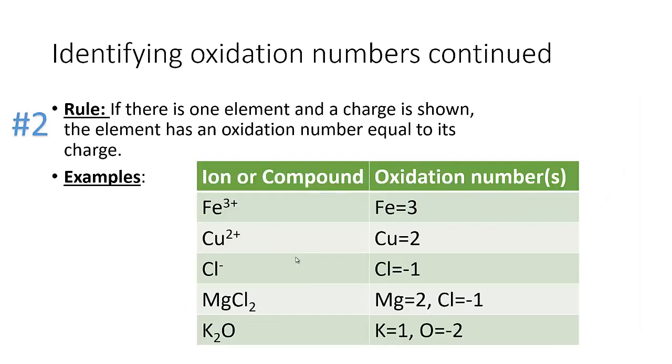Rule number 2. If there is an element and the charge is shown, then whatever that charge is, that's its oxidation number. So notice in each of these first 3, if it shows a 3+, my charge is a 3, and my oxidation number is a 3 as well. If copper shows a 2+, that means my oxidation number is a 2. If chlorine shows a negative, that means it's -1. That means its oxidation number is -1.